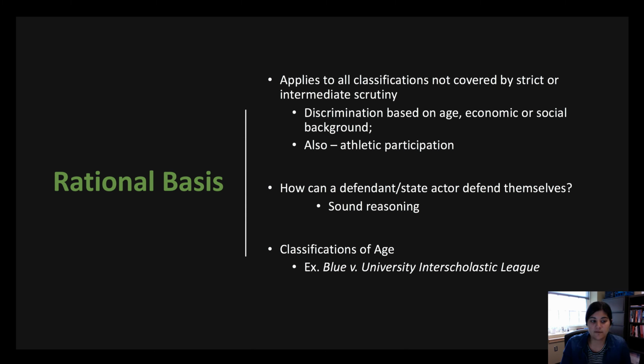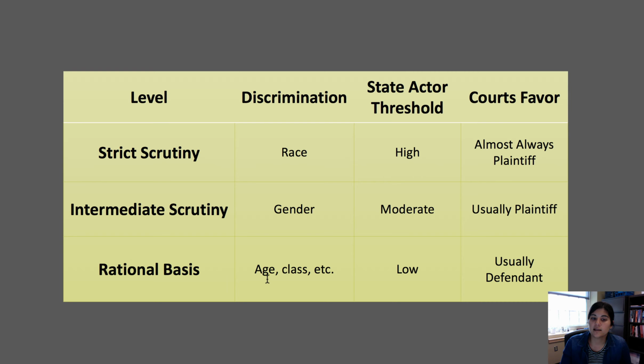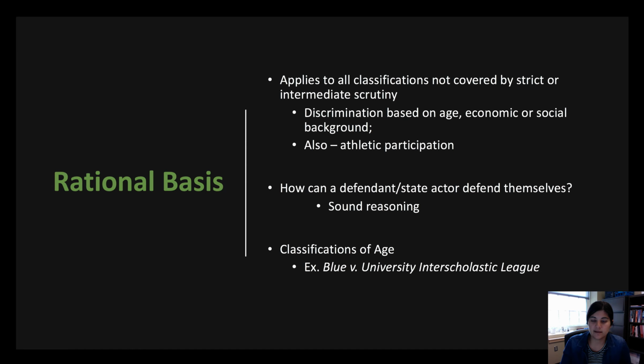As you can see from our chart here, cases that meet the requirement of rational basis tend to favor the defendant, okay? Meaning that of our three levels here, it is easiest for a defendant state actor to defend themselves in a rational basis case. Basically, all they have to do is provide a sound reasoning for having a policy in place. If they do that, generally they're going to win the case. So it's much easier for defendant state actors to defend themselves in a rational basis case than in those two other levels.